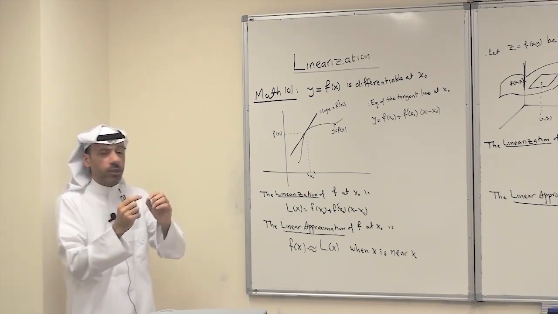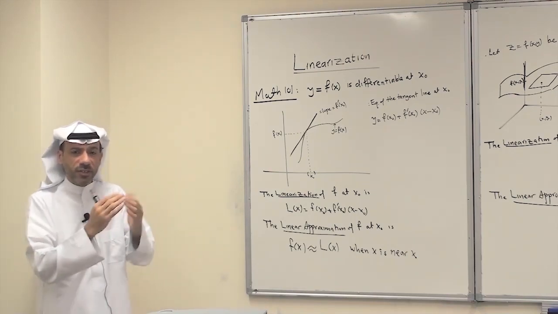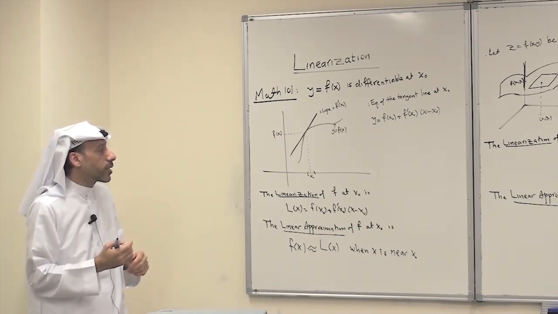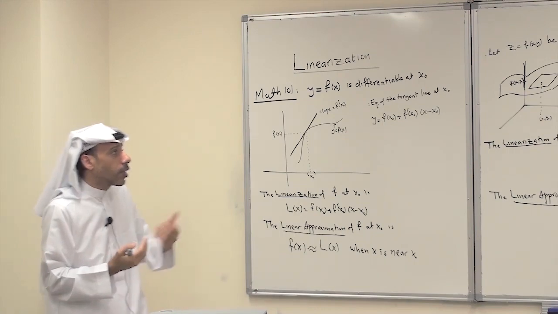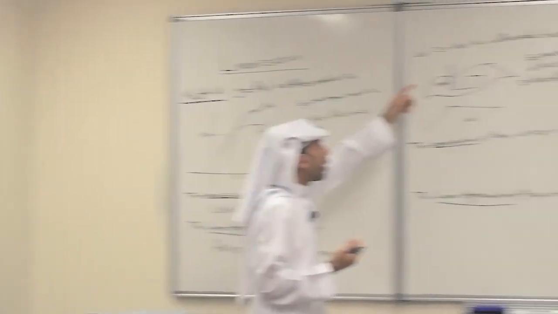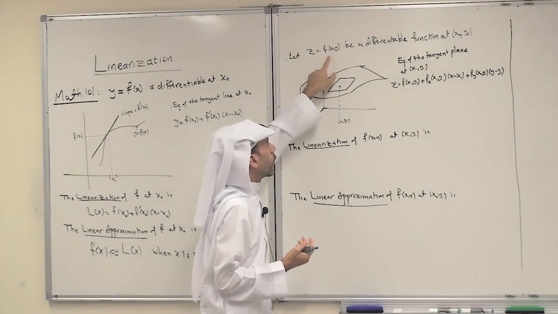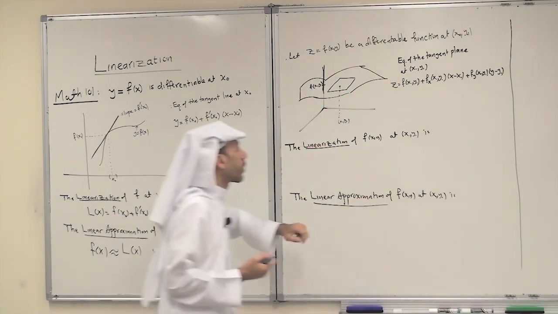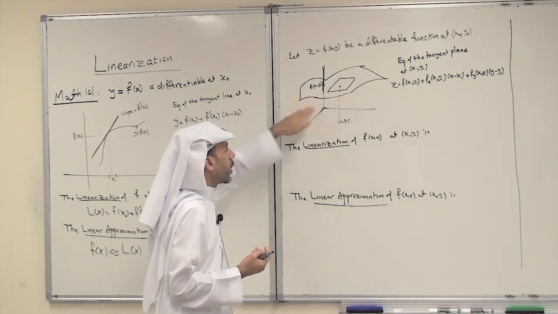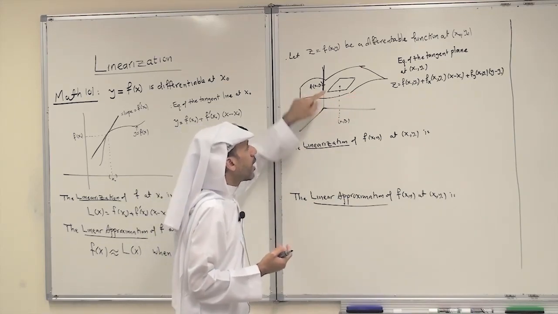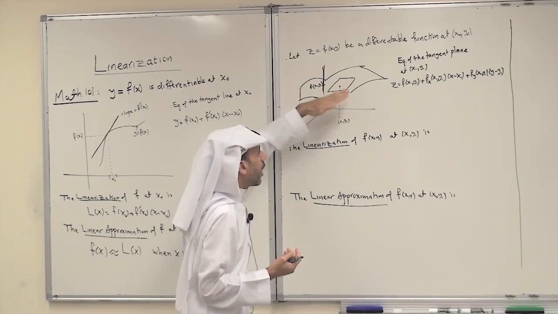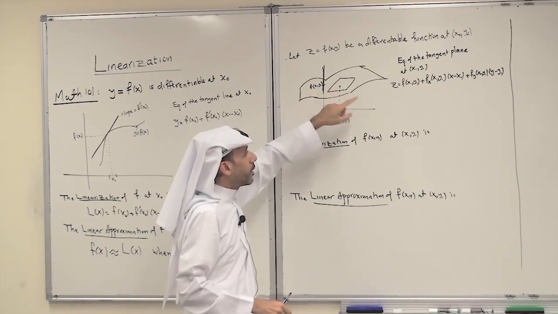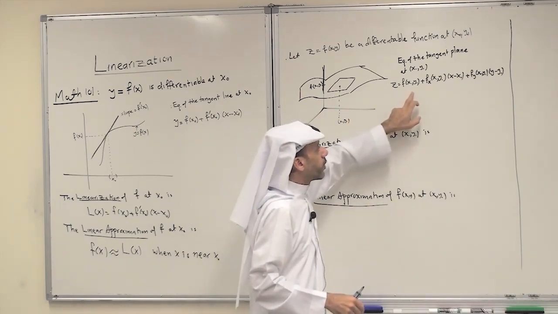So the situation for functions of two variables is really just a generalization of the concept for functions of one variable. Now let z equal f of x, y be a differentiable function at a point x0, y0. We have the graph, the surface of the function, and at the point x0, y0 we have a tangent plane. The equation of the tangent plane at x0, y0 is given by this equation.